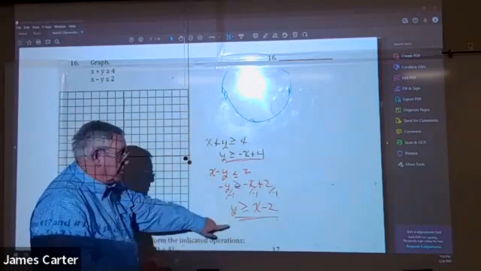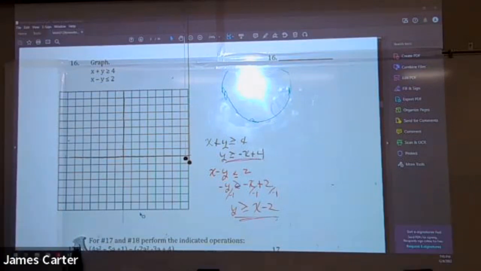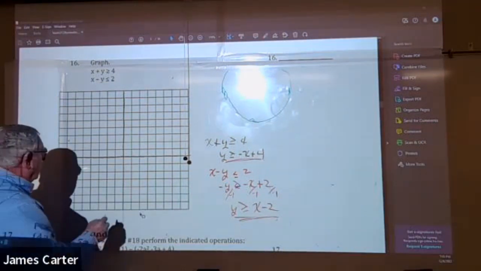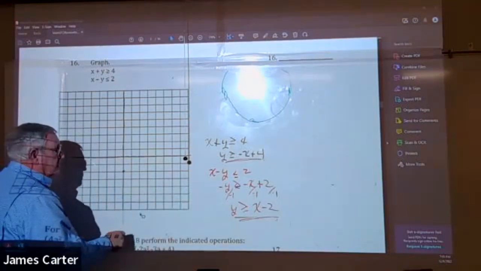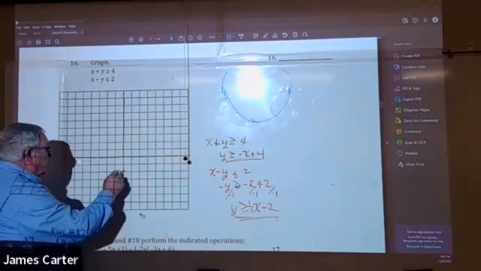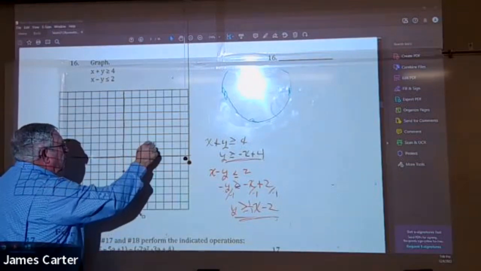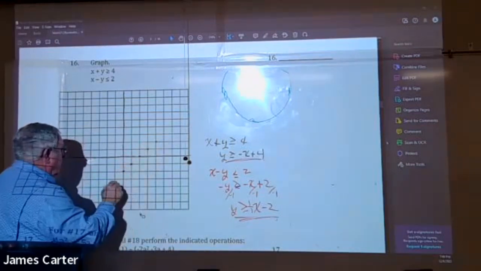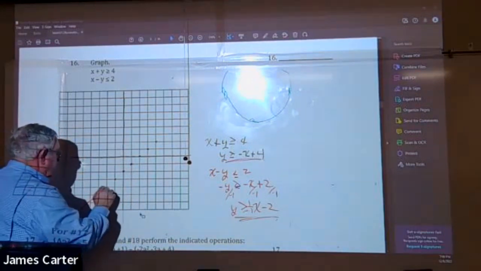I'll graph this one first since I've got the red pen in my hand. Now, first of all, am I going to use a dashed or a solid line? Solid. Why? Because it's or equal. Okay, here's negative 2, my y-intercept, and my slope is 1 over 1, right? So I go up 1 over 1, up 1 over 1, and so on, down 1 over 1. So here is my line.